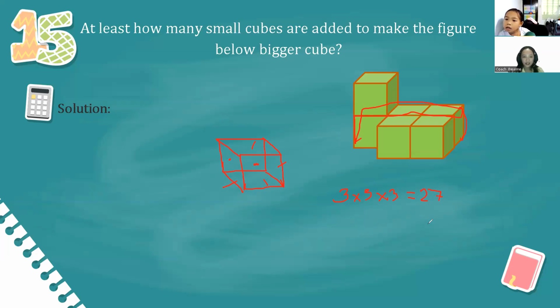Since the question asks how many small cubes are to be added to create a bigger cube, and we only have 1, 2, 3, 4, 5, and 6 here, we subtract 6 from 27. 27 minus 6, we have 21. So this is the number of small cubes needed to create a bigger cube. Okay?